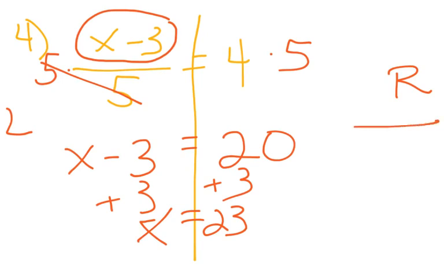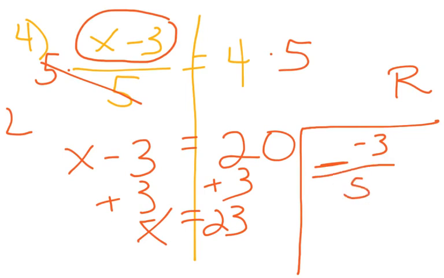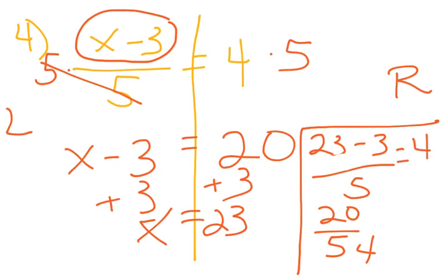So again, if I want to check my work, I have the x, so I've got to put in a number there, minus 3 over 5. So in that blank right there goes my 23 is what I'm going to put there. So 23 minus 3 is 20. Divided by 5 is 4. And this was equal to 4 in the original problem, so that checked out.